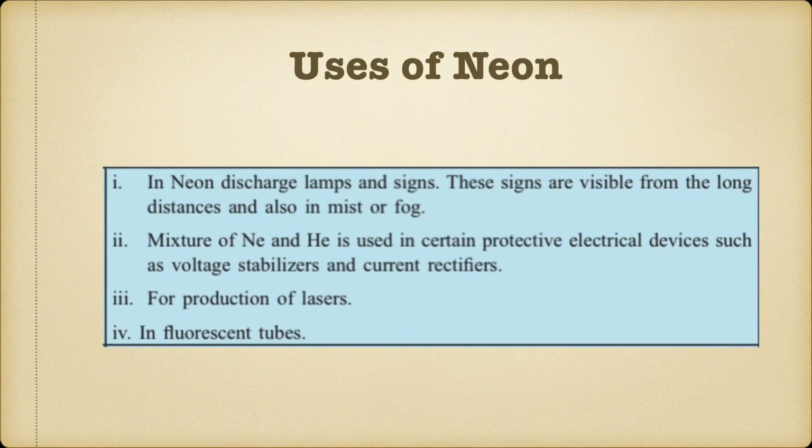Okay. Next, we'll see the uses of neon. So first one, in neon discharge lamps and signs, these signs are visible from long distances and also in mist or fog. Next use, a mixture of helium and neon is used in certain protective electrical devices such as voltage stabilizers and current rectifiers. Next use, for the production of lasers, and the last one, in fluorescent tubes.